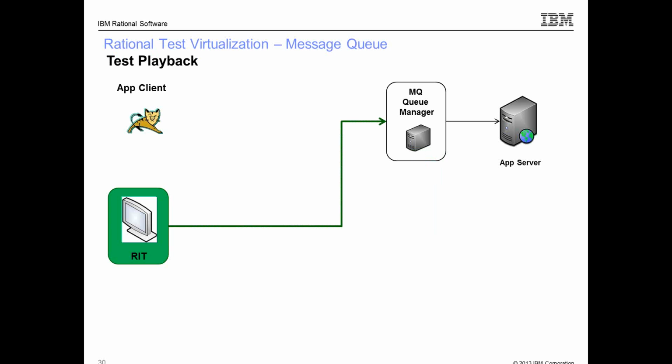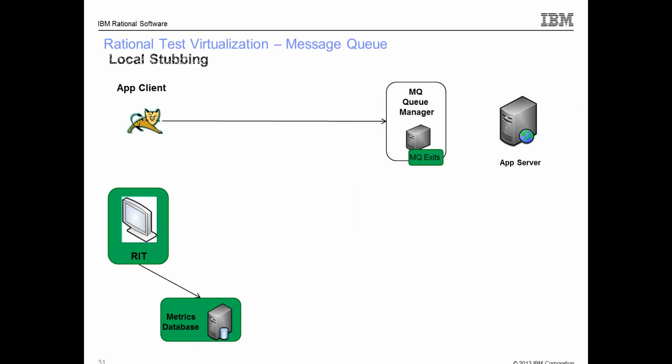Now in playback, to identify if what we've captured is right, RIT then poses as the client, sends these messages to the queue manager, which then forwards them to the app server, and a result is received by RIT and written to the metrics database.